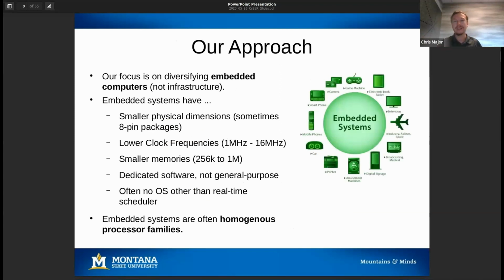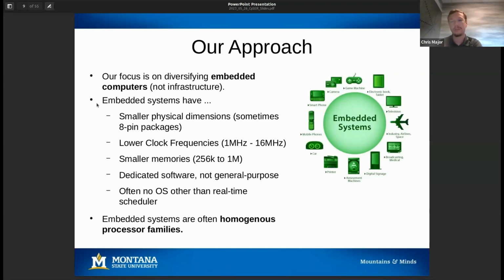Possibly. Our research focuses on diversifying embedded computers. We'll talk a little bit more about what that term diversifying means in just a second. But first, let's zero in on a definition of what an embedded system looks like. Granted, it's not one-size-fits-all for many devices, but typically embedded systems have smaller physical dimensions. You can even get down to small little 8-bit ICs that can fit on the end of your thumb.